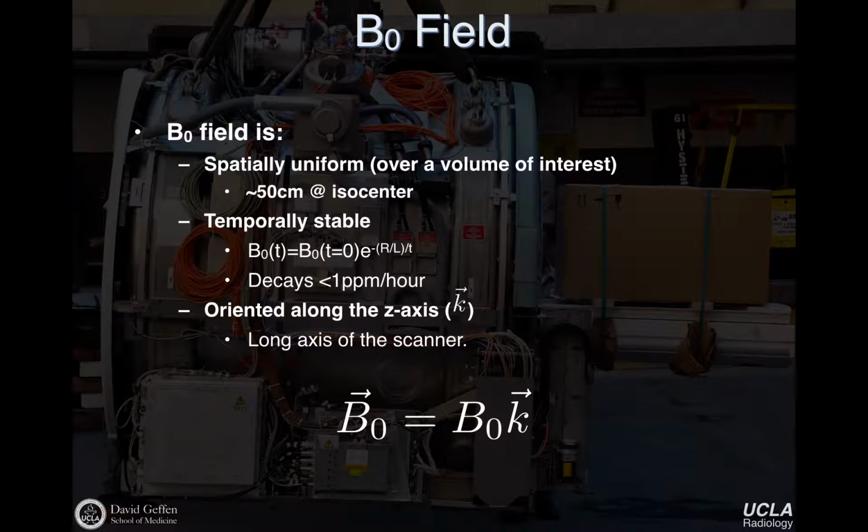So for each of these main fields that we're going to talk about, the B0 field, the B1 field, and the gradient fields, there's a slide just like this that says the B0 field is, the B1 field is, the gradient fields are. I think those are useful because they let us compare and contrast the aspects of these different fields. The B0 field is engineered such that it's really spatially uniform. When I say it's a 1.5 Tesla system, it's very spatially uniform over some volume of interest. When I say uniform, it's in the parts per million range. So not 1% of 1.5 Tesla, but parts per million over some volume that we care about, which is typically about 50 centimeters through what we call the isocenter, just the middle of the scanner.